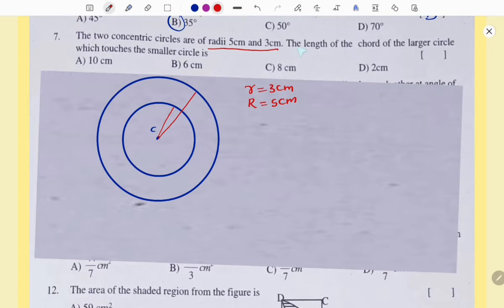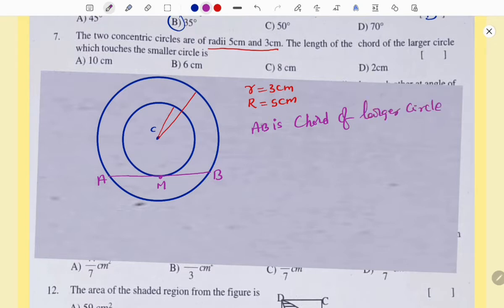Next, the length of the chord of the larger circle which touches the smaller circle. Here we take one chord of the larger circle, but it touches the small circle. How can we take that? Suppose, as here, I take the chord of the larger circle AB, but it touches the small circle. Suppose here you take the point M, where it touches the smaller circle. And here AB is the chord of the larger circle.